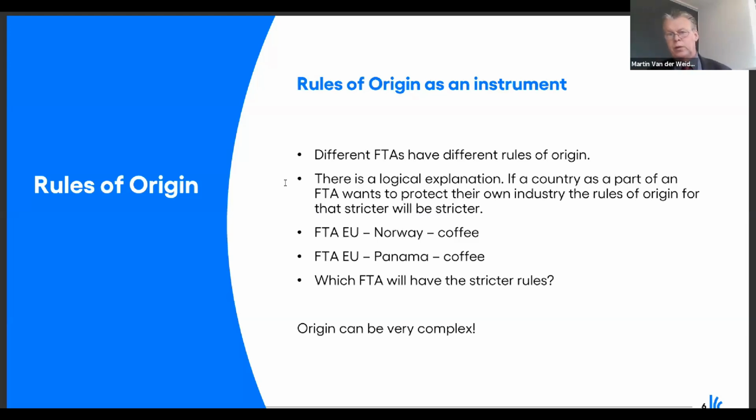But then the European Union is having a free trade agreement with Switzerland. And the European Union is having a free trade agreement with the UK. The European Union is having a free trade agreement with Canada. And within all these free trade agreements, the rules of origin are not the same. And that's really important to know and to notice that every free trade agreement has its own set of rules of origin. In the end, both the exporter and the importer will benefit from a free trade agreement.